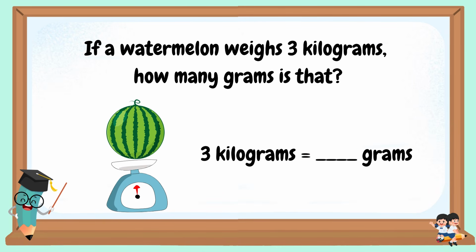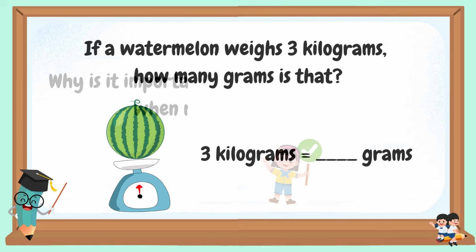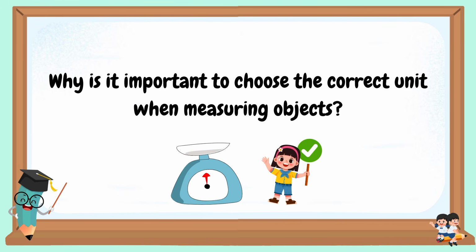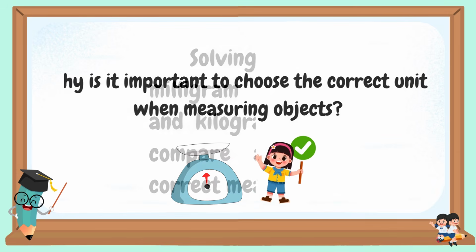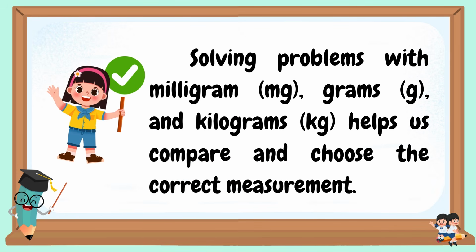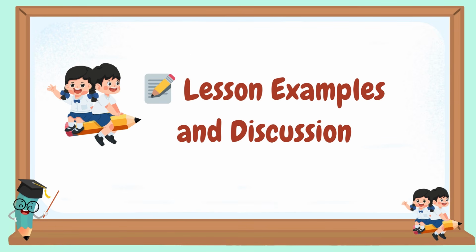If a watermelon weighs 3 kilograms, how many grams is that? Why is it important to choose the correct unit when measuring objects? Solving problems with milligrams, grams, and kilograms helps us compare and choose the correct measurement. Lesson examples and discussion.